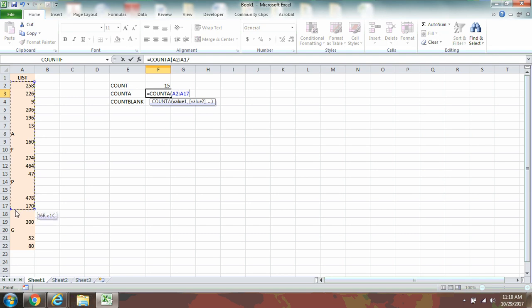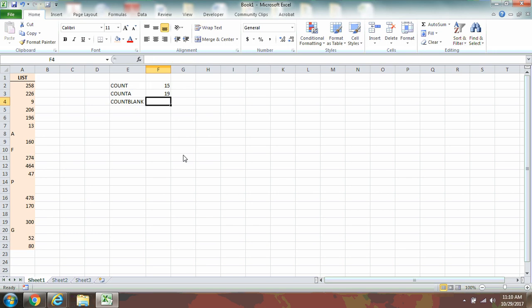So let's highlight our list. Close, enter. So COUNTA counted 19. Now this makes sense because we can easily see that there are 4 letters in our list, plus our 15 numbers gives us 19 non-blank values.